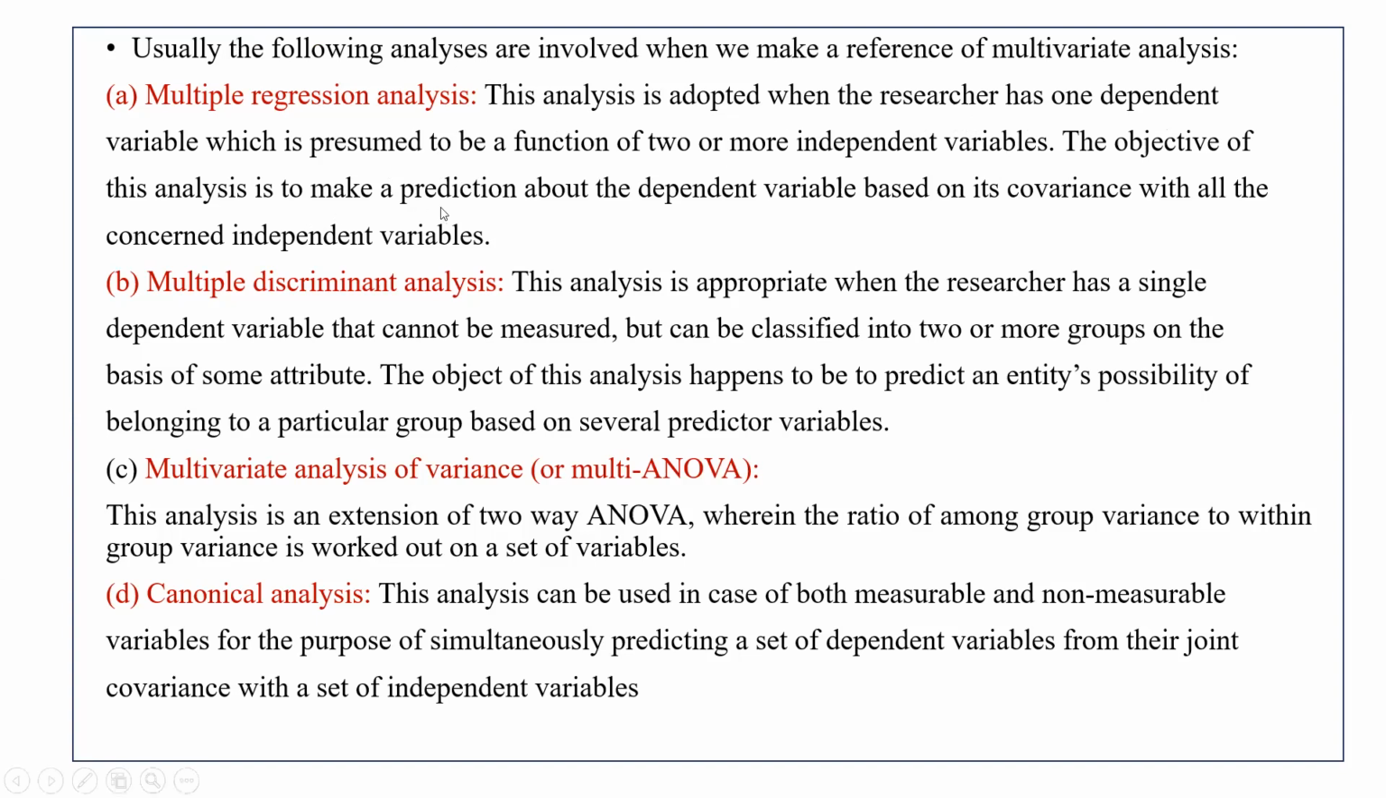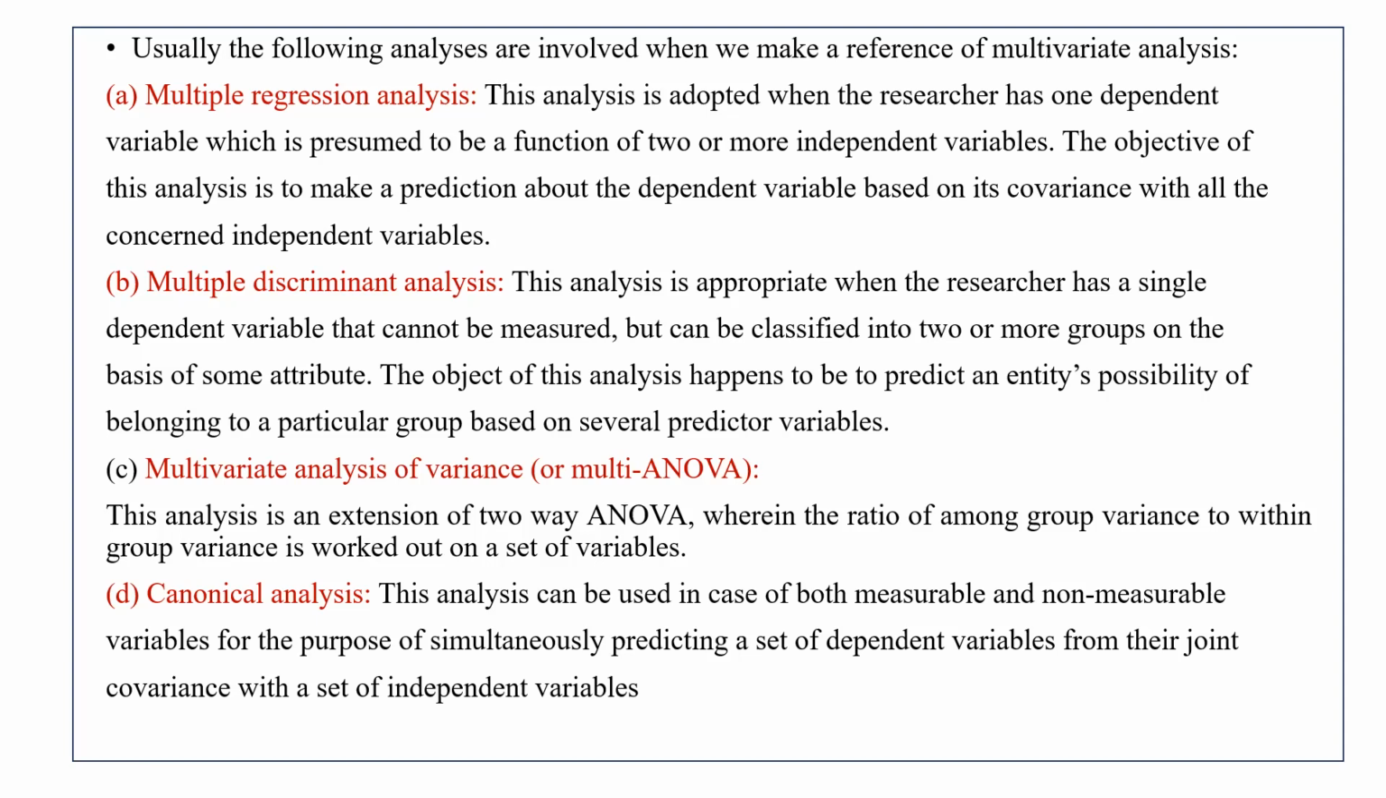The objective of this analysis is to make predictions about the dependent variable based on its covariance with all concerned independent variables. So actually it is going to predict the dependent variable based on the independent variables, that is multiple regression analysis. Now multiple discriminant analysis is appropriate when the researcher has a single dependent variable which cannot be measured, but can be classified into two or more groups on the basis of attributes. The object of this analysis is to predict an entity's possibility of belonging to a particular group based on several predictor variables.